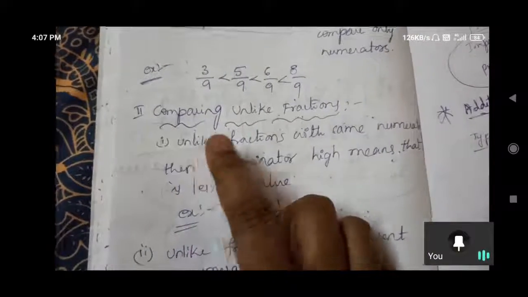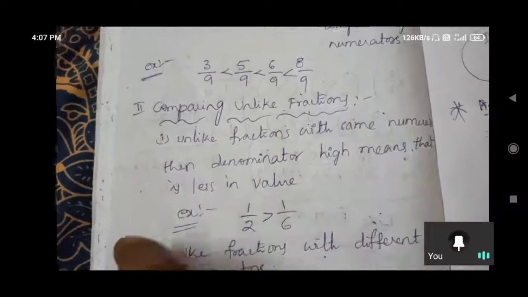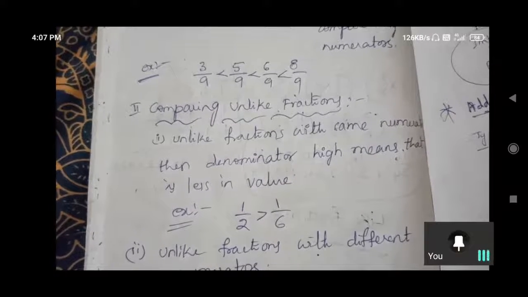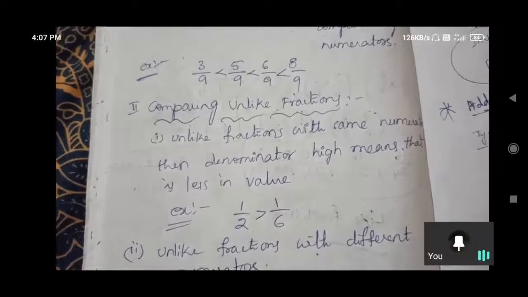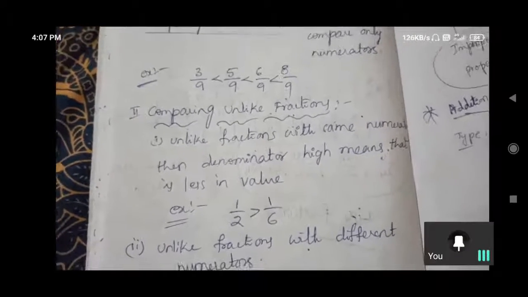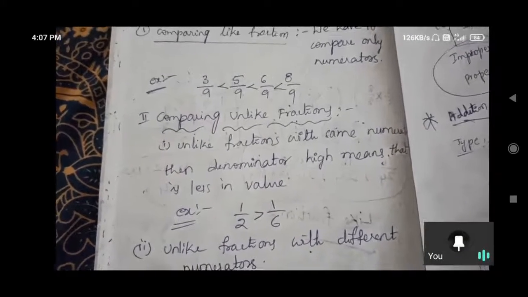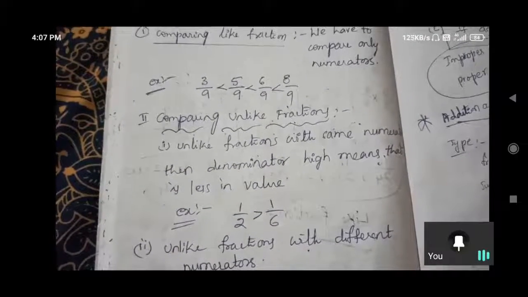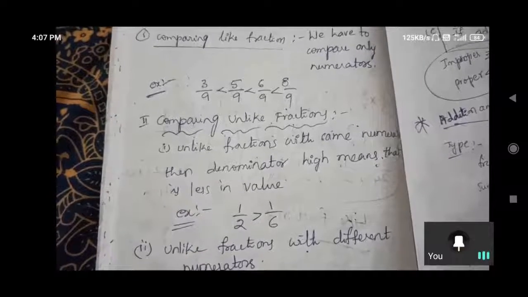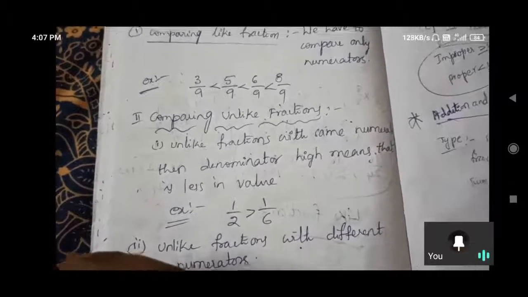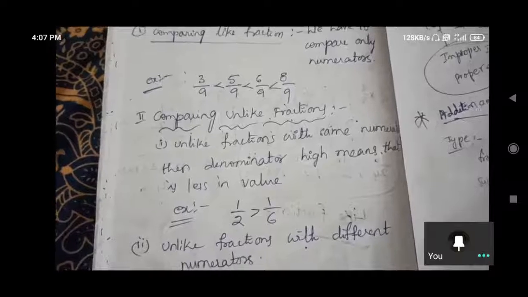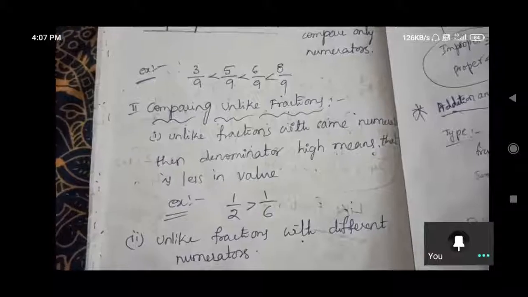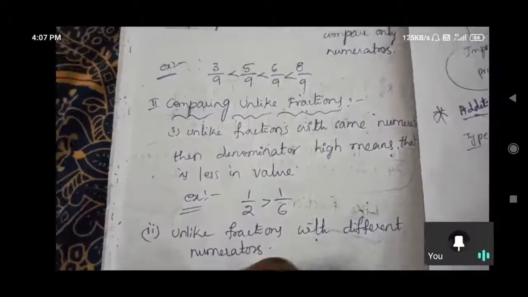And comparing unlike fractions, if, for example, the denominators are different. There is one case where the numerators are the same and the denominators are different, and another case where the numerators are also different. Numerators and denominators both being different is a different case. For example, unlike fractions with different denominators and the same numerator, like 1 by 6, 1 by 4, 1 by 2, 1 by 10. Here, coming to the same numerator, it is also very easy.